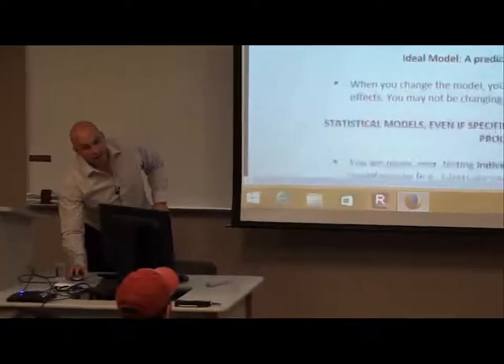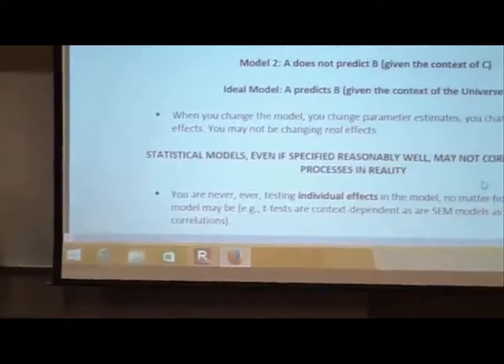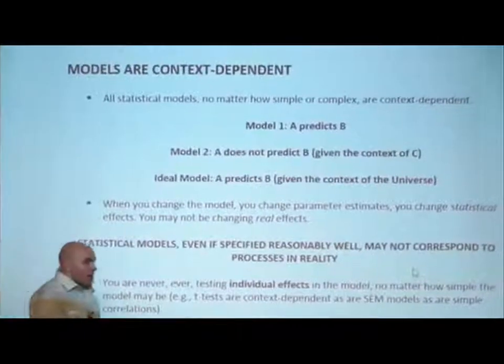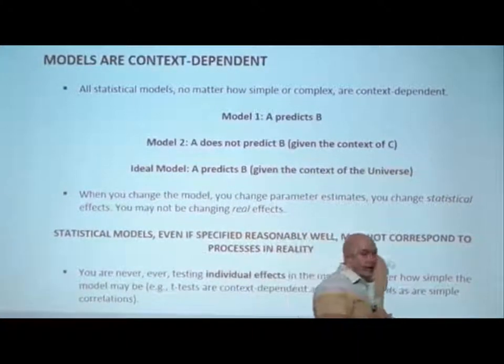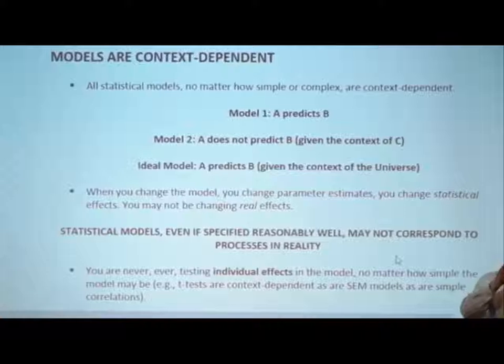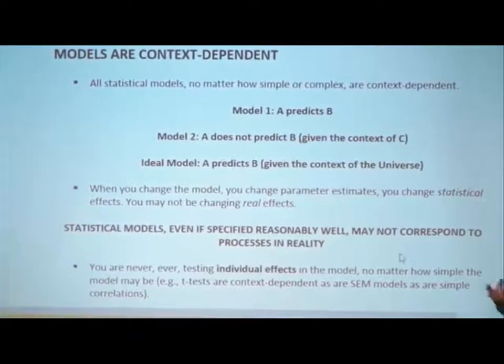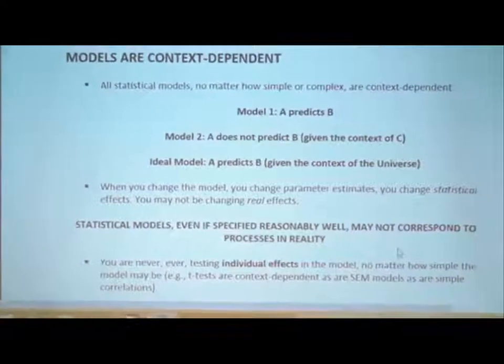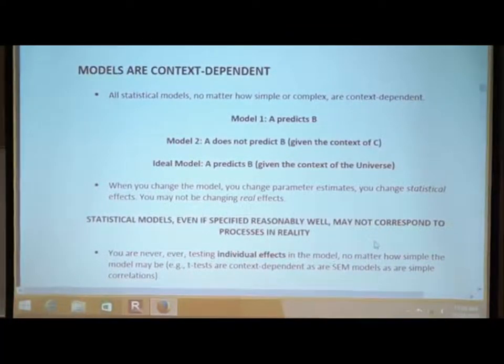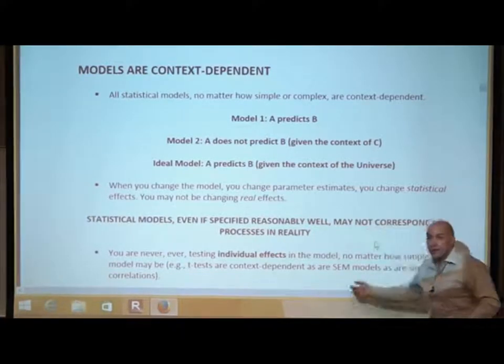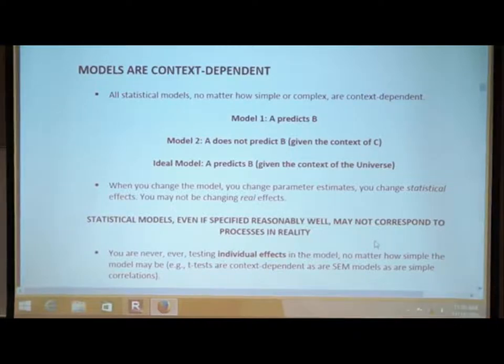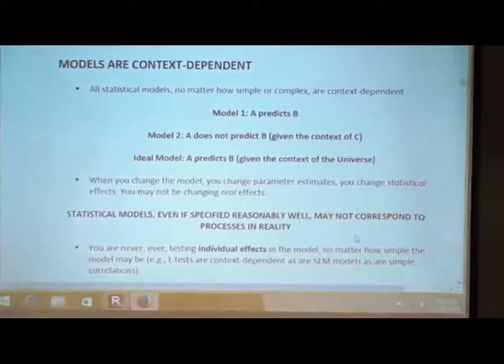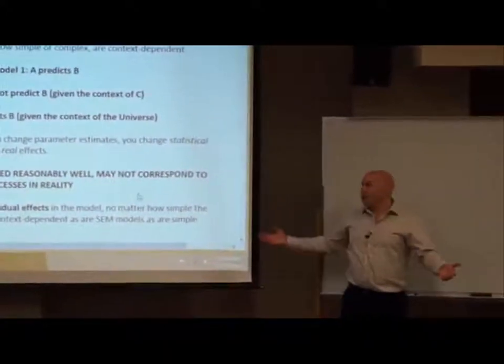Models are context dependent. Okay, and I talked about this just a little bit a while ago. What do I mean by context? I mean that if you have the model, it matters what predictors are in the vicinity of the model. So model 1, A predicts B. We find a statistically significant regression effect, et cetera. Model 2, A does not predict B, given the context of C. So what happened? First I had a prediction, and then I put in C. Oh, the prediction's gone. So what's going on?